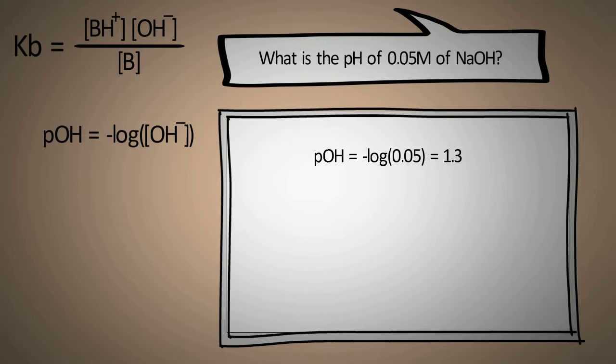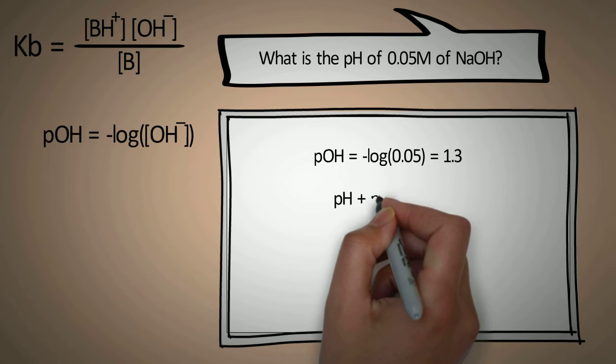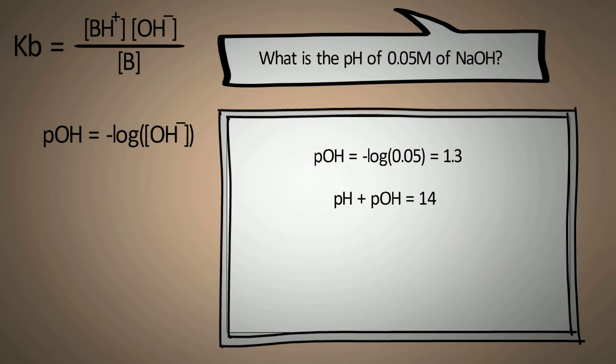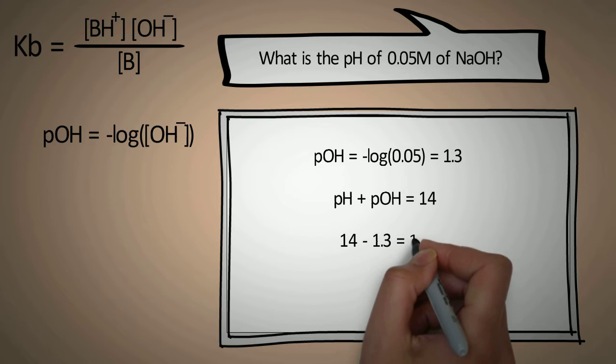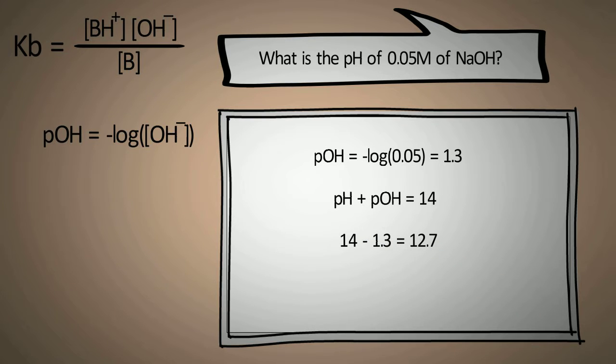However, it asked for the pH. Fortunately, we know the relationship of pH and pOH: they add together to make 14. Using the relationship, 14 minus 1.3 equals 12.7 on the pH scale. It's at the top end, confirming it is a base.